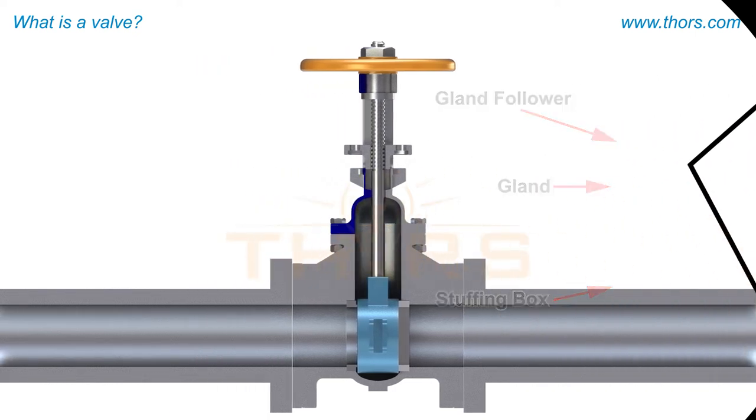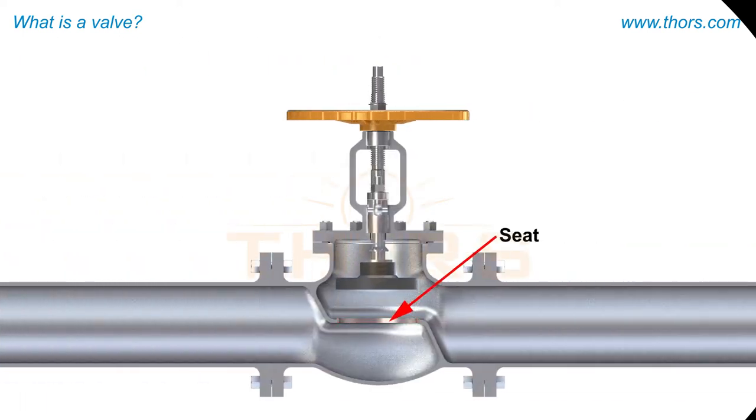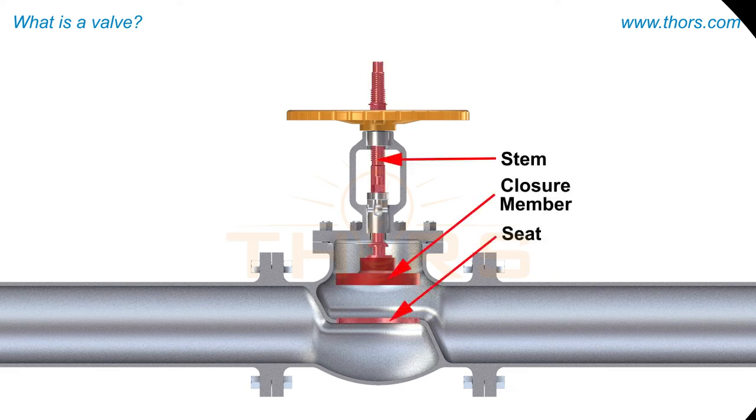leakage. The closure member is the component that moves to open, regulate, or shut off the flow of the media through the valve. The valve seat is a sealing component, or surface inside the body of the valve, that comes into contact with the closure member to close the valve. The combination of the stem, closure member, and seat is called the trim.